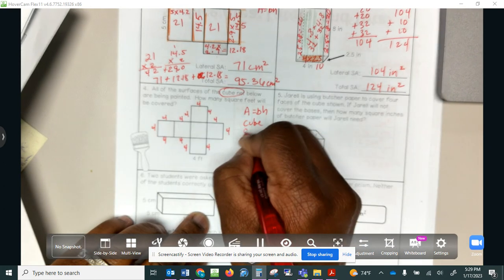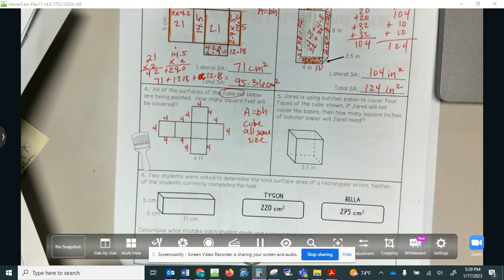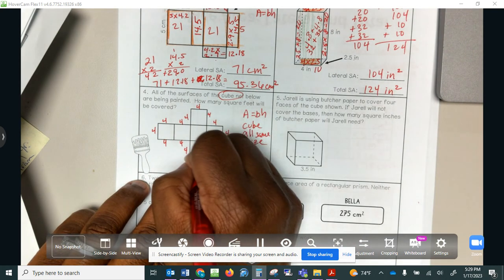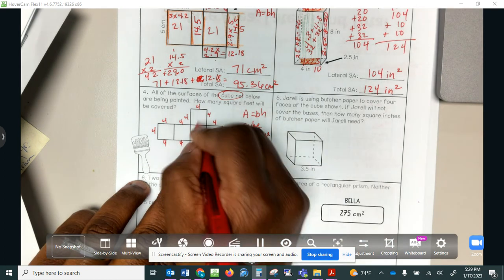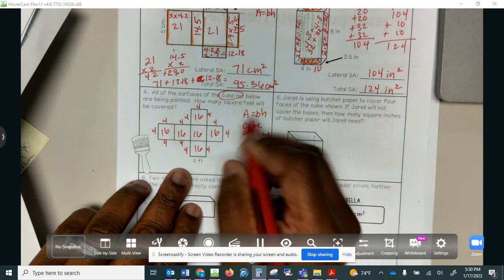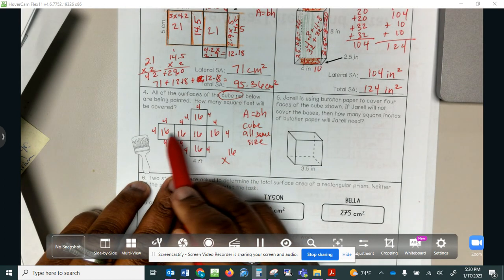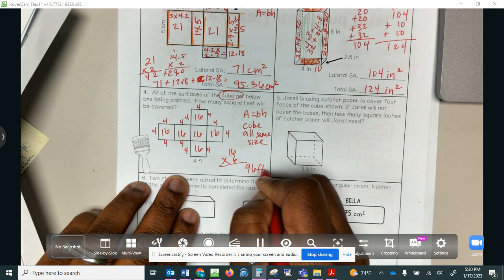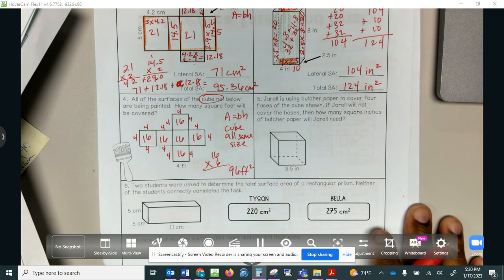Cubes mean that they're all the same size. So from my net, I could say 4 times 4, so that's 16. 4 times 4, that's 16. This middle, 4 times 4, that's 16. 16, 16, 16. So I'm really looking at 16 times 1, 2, 3, 4, 5, 6, which will get me to 96 feet squared. If you got that, great. If you didn't, please try again.